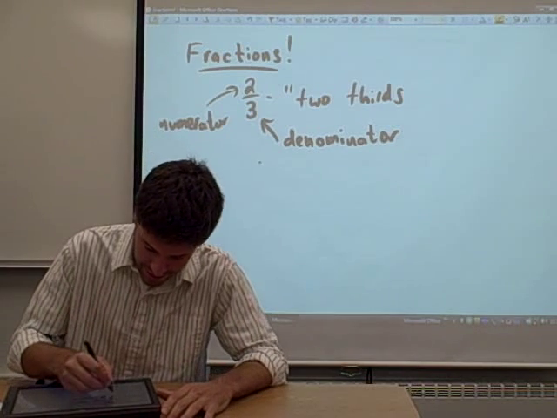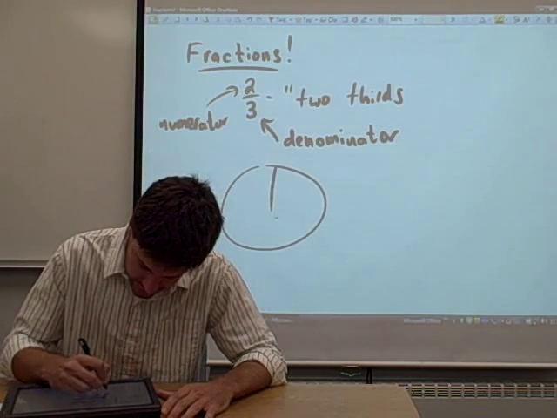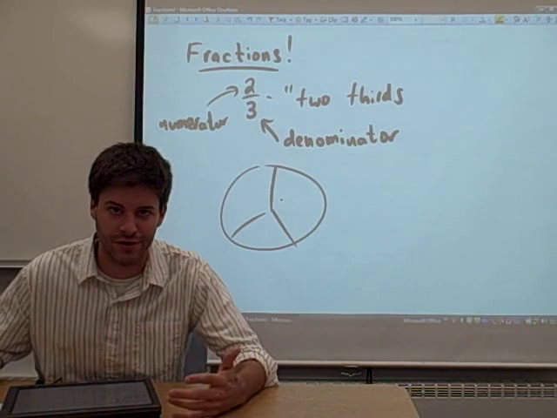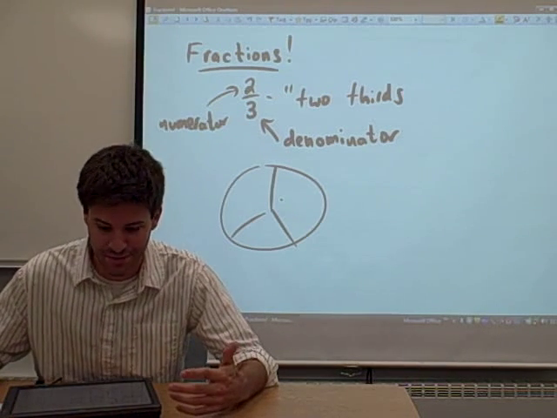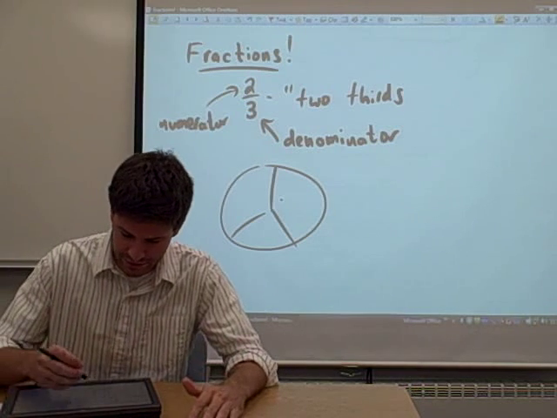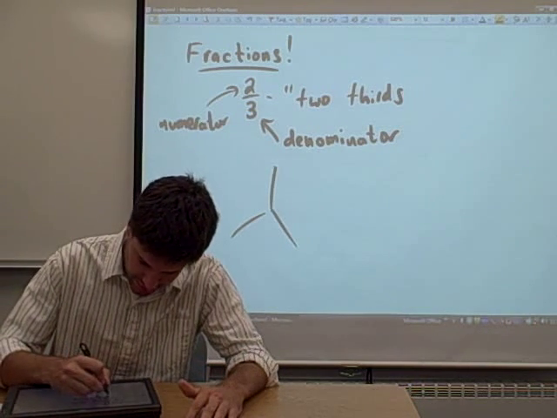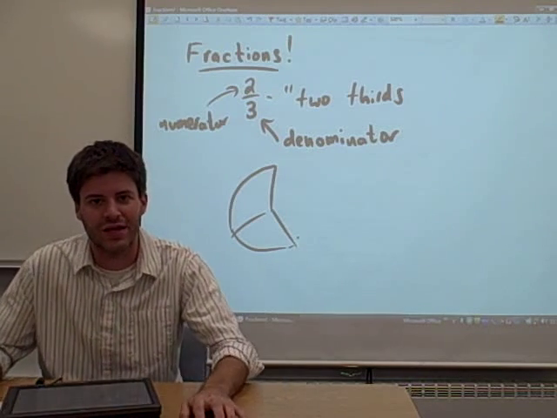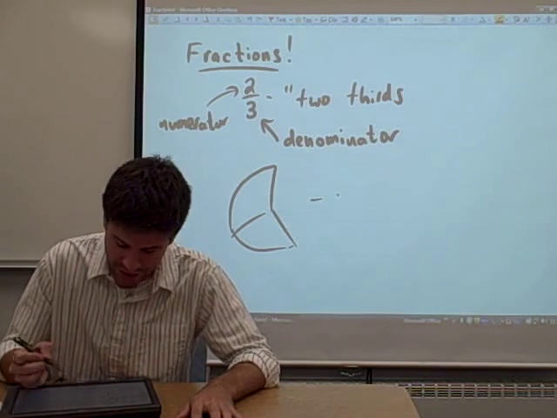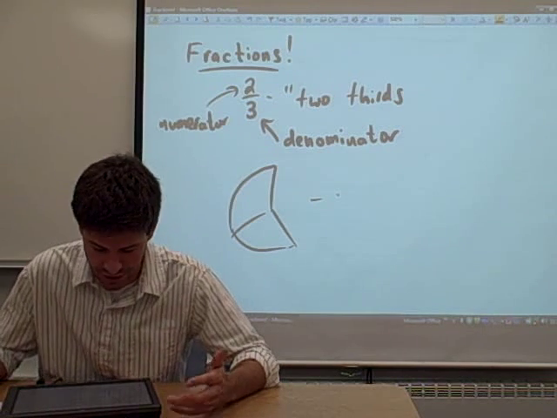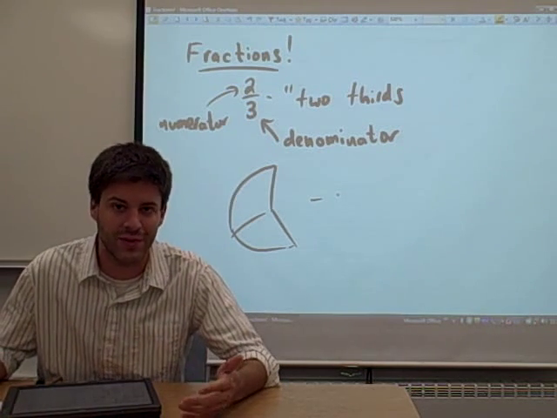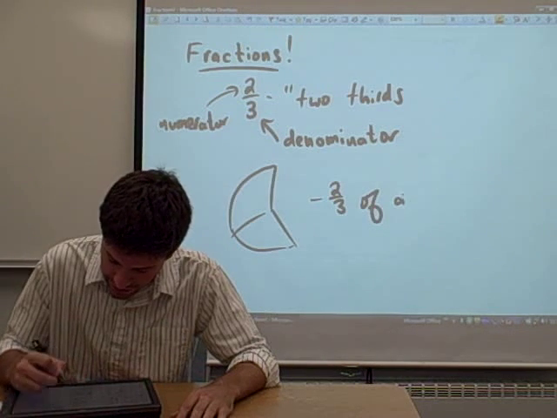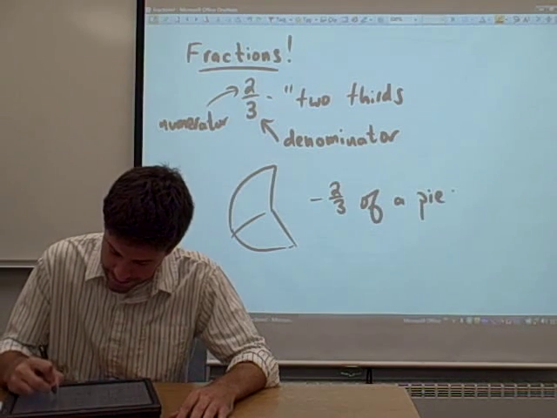So that probably sounds a little bit confusing. Let's think about it like this. You have this funny looking pie, and if I had drawn it correctly, I would have 3 equal pieces. But what if somebody takes one of those pieces and eats a piece of that delicious pie, and you only have 2 left? Well, what you have there is 2 pieces, 2 equal pieces, and there are 3 possible. So what you have is 2/3 of a pie.